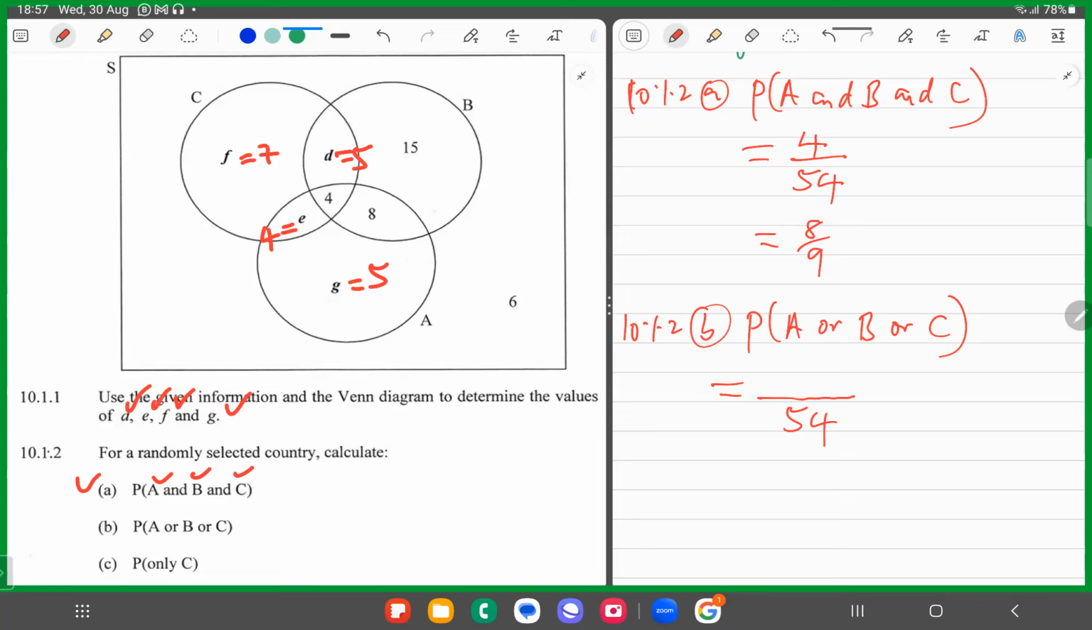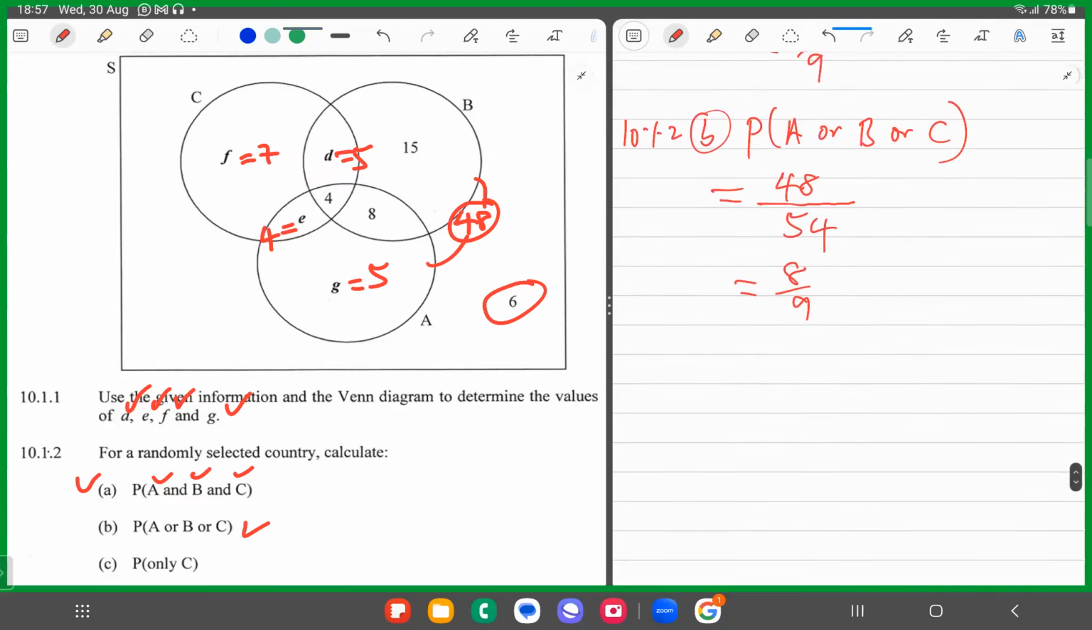Now, to find the probability of A or B or C, we are going to add everything inside. It's only this one that's outside. So 6 is 54, which means everything must be 48. If we add everything, we get 48. 48 divided by 54 is exactly 8 out of 9. So the probability of this is 8 out of 9 in 10.1.2. So we are done with part B.